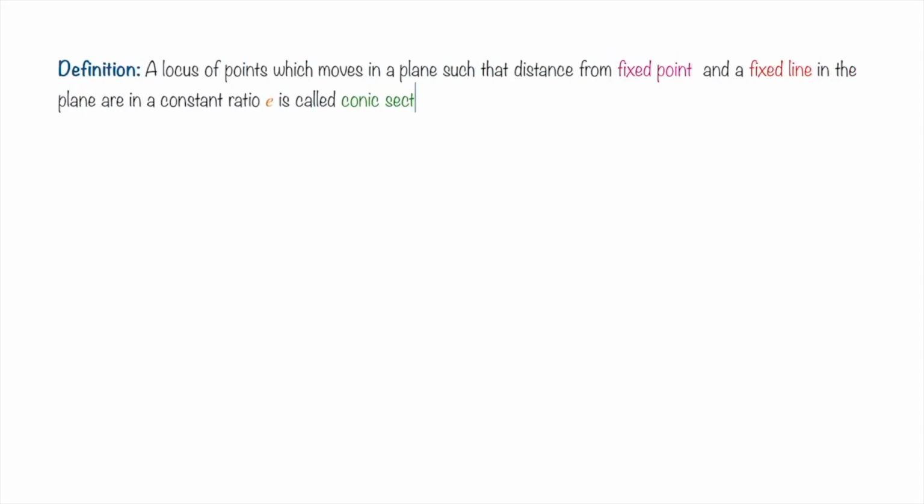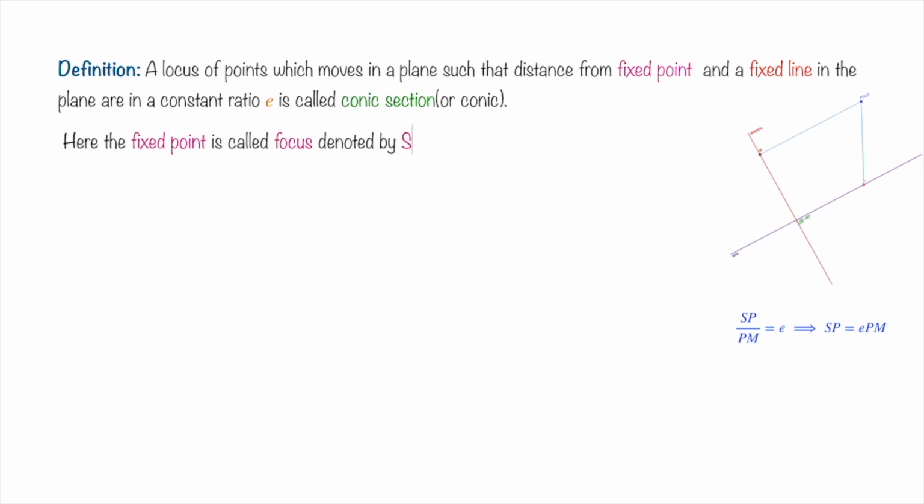Now, let me state the analytic definition of conic section. Here is the definition. A locus of points which moves in a plane such that the distance from a fixed point and a fixed line in the plane are in a constant ratio is called a conic section, or you can simply call it a conic. Here the constant ratio is denoted by E. The fixed point is called the focus and we denote it by S, the fixed line is called the directrix, and the constant ratio is called eccentricity.